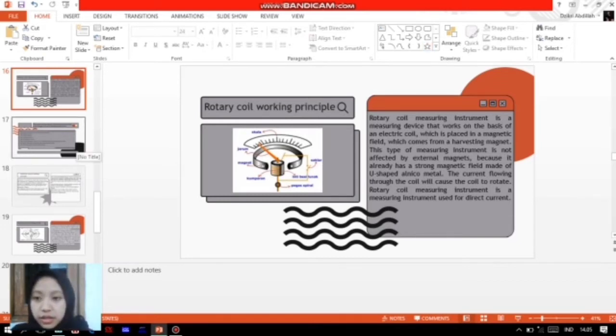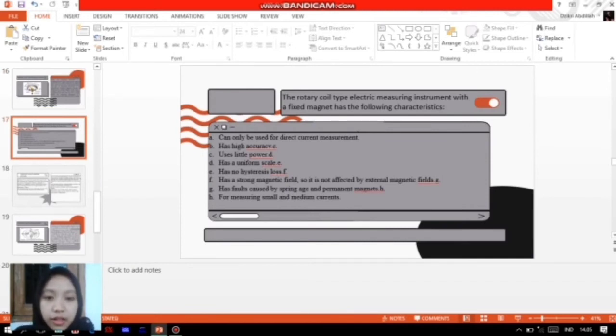Next slide. The rotary coil electric measuring instrument with a fixed magnet has the following characteristics. A: it can only be used for direct current measurement. B: it has high accuracy. C: it uses little power. D: it has a uniform scale. E: it has no hysteresis. F: it has a strong magnetic field, so it is not affected by external magnetic fields. G: it has faults caused by the spring and environment magnet. H: it is for measuring small and medium current.